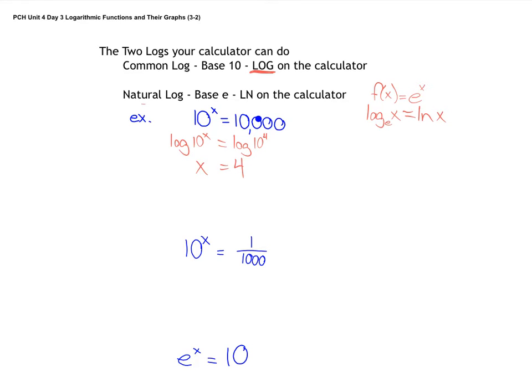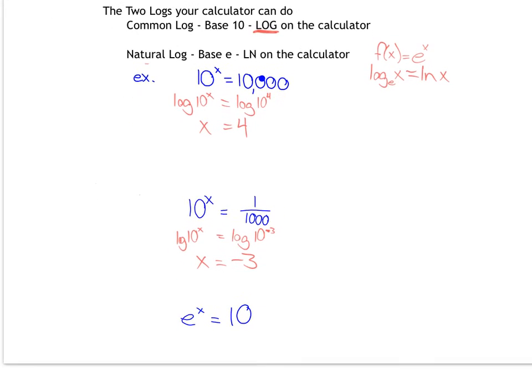Okay? And we could do this with others as well. Down here, if I take the log base 10 of 10 to the x equals the log base 10 of, here I could rewrite this 1 over 1,000 as 10 to the negative 3rd power. Okay? So, of course, the log base 10 and the exponential with a base of 10 undo each other, so we have x equals, and then the power of 10 that will give us 10 to the negative 3rd is negative 3.